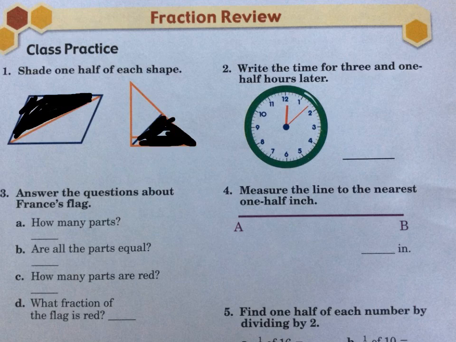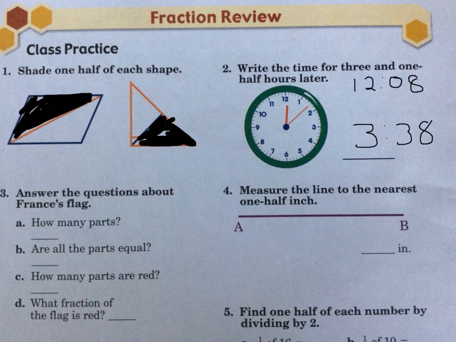Number 2, it says write the time for 3 1/2 hours later. Well, right at this time here, it looks like to me it is 12:08. So 3 1/2 later, well, after 12 comes 1, 2, 3. So that's 3 hours later, but then we got to do half. Now, half of an hour is 30 minutes, so we got to add 30 to our 8. So it's going to be 3:38. That would be the time, 3:38.